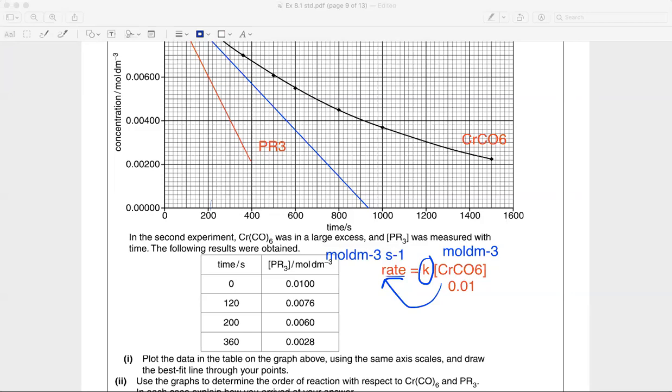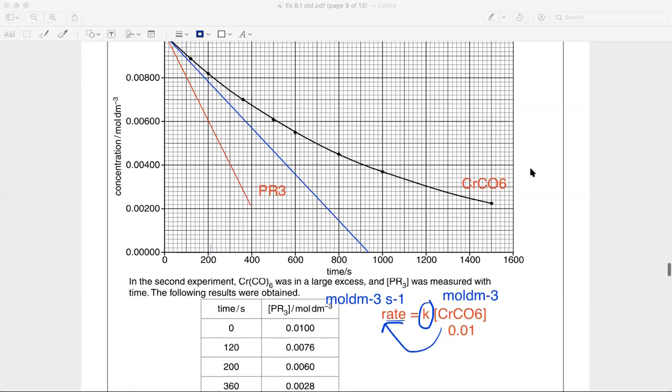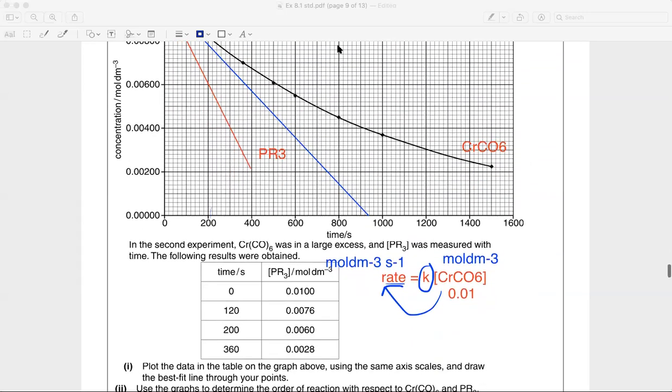There is another method to find k. Can anyone suggest? Using half-life. Yes, half-life, that's right. What's the formula again? I forgot. T half is equal to ln2 over k, is it? Yes, you can use that. It's much quicker as well.